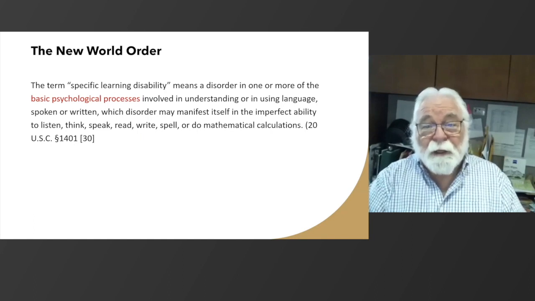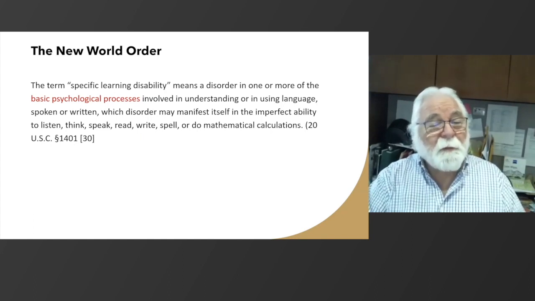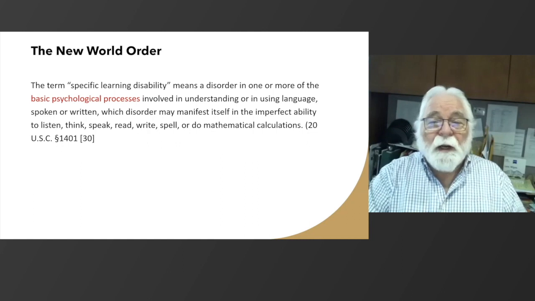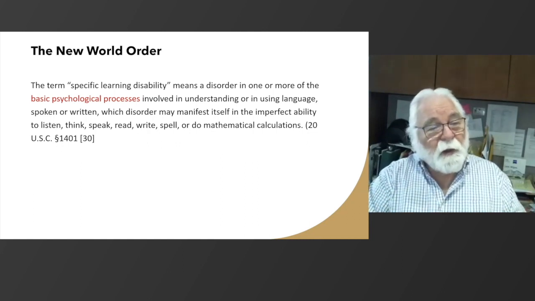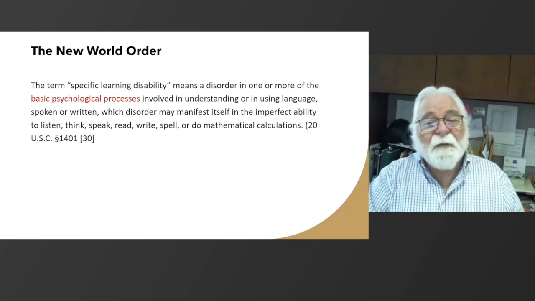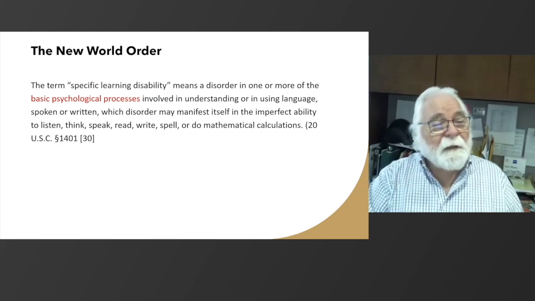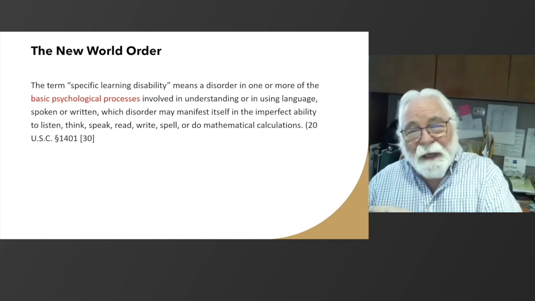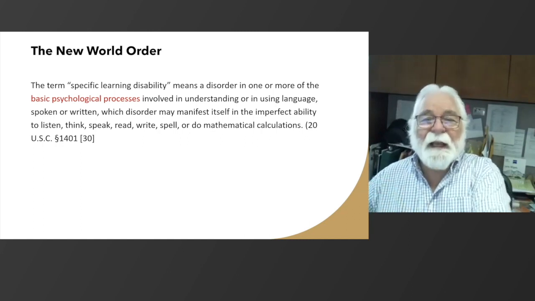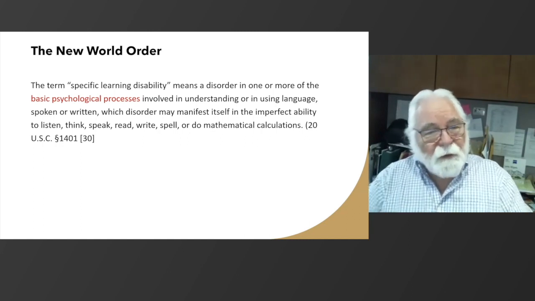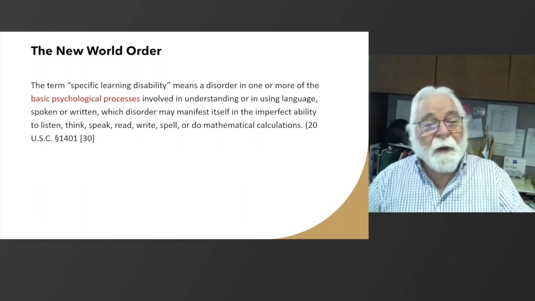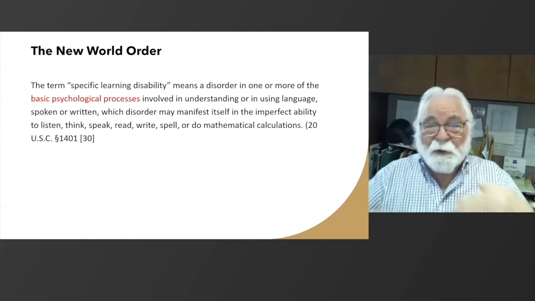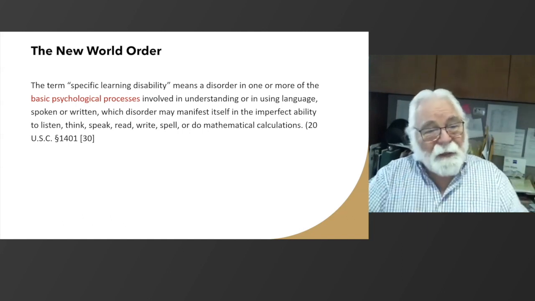a catchword and something that we're all going to need to be familiar with, because in the New World Order, which is similar to what we've been doing with low incidence populations, we have to identify a basic psychological process that's a deficit that is having a negative impact on their acquisition of the basic skills. Hopefully, we're also going to identify strengths. So patterns of strengths and weaknesses, that's where that comes in.